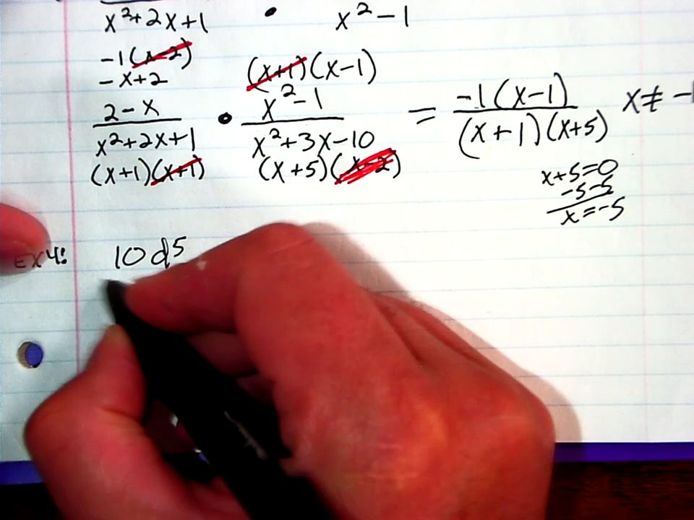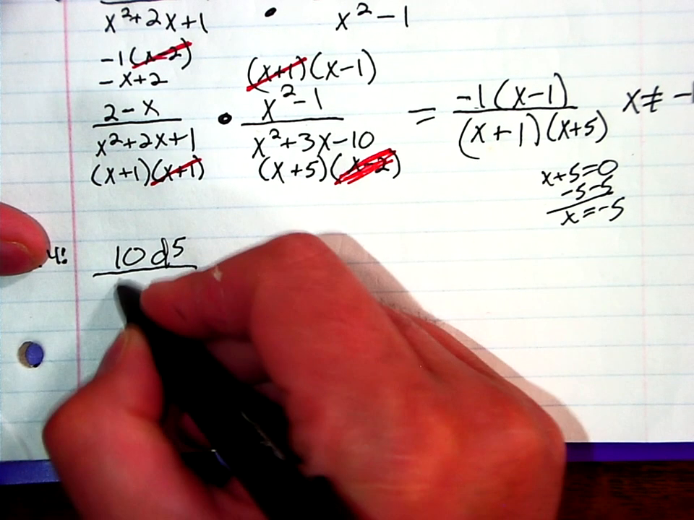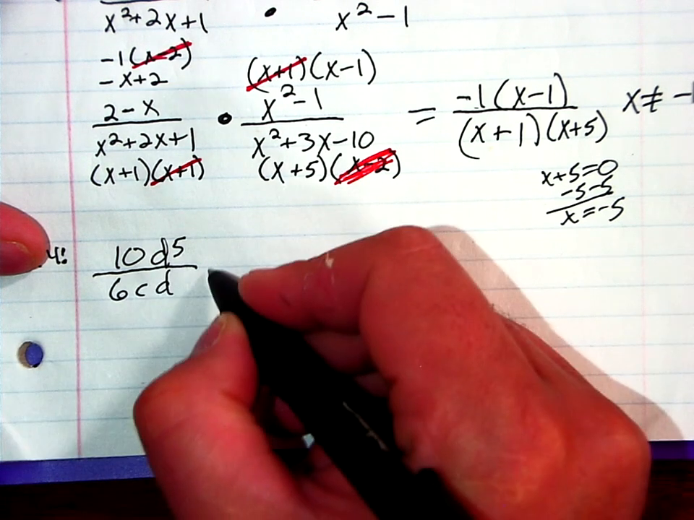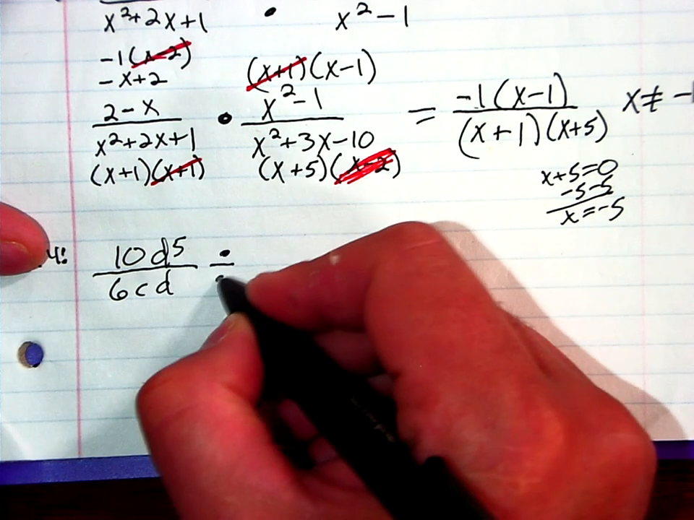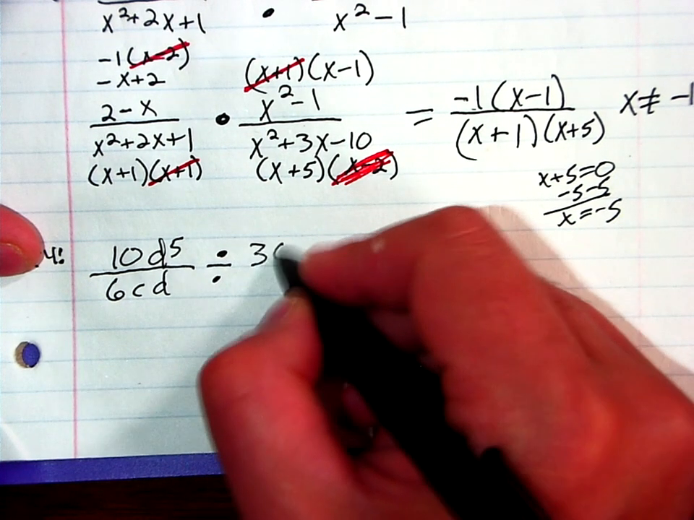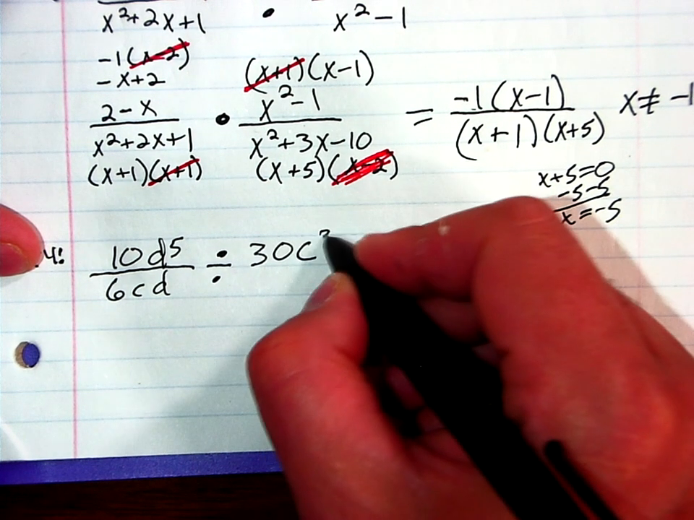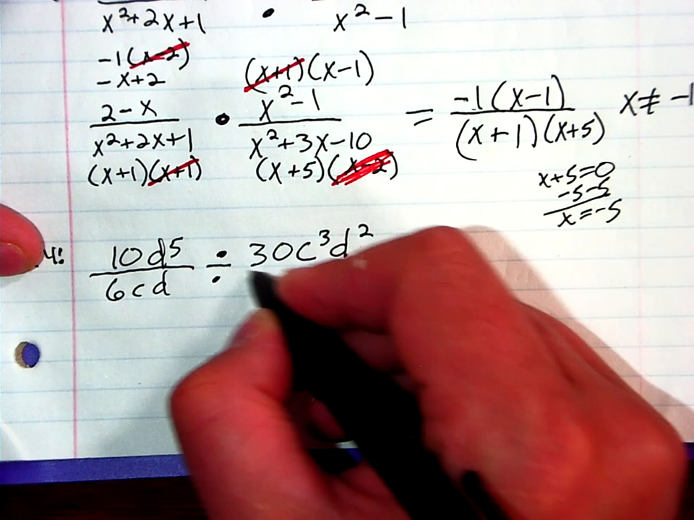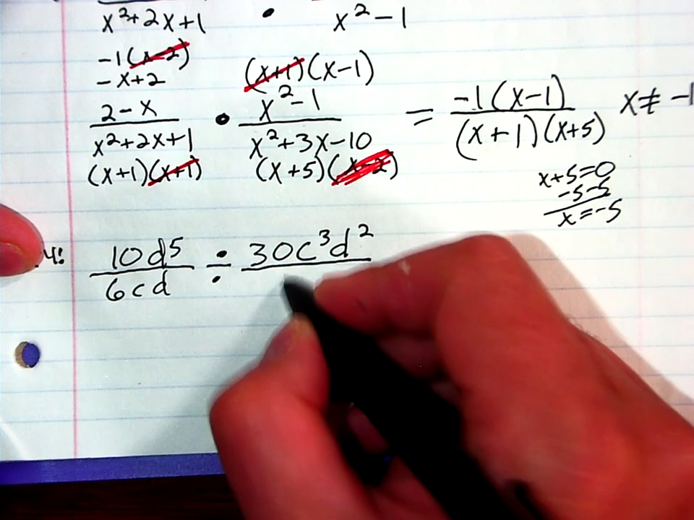10d to the 5th over 6cd divided by 30c cubed d squared. No, time waits for no one.